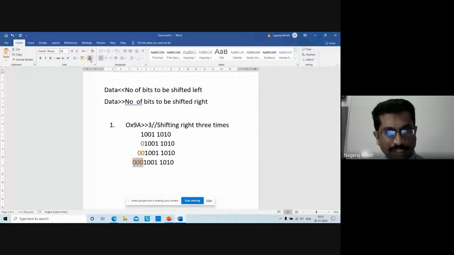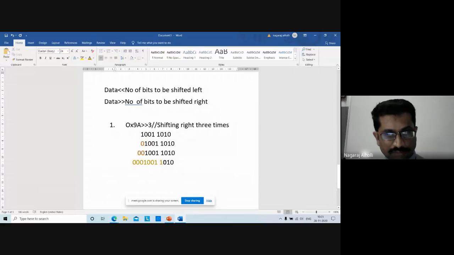It is shift right by 3 times. After shifting right by 3 times, we have 8 bits. We have to count the 8 bits from left towards the right. So this is 4. This is the data now what we require. What is this? 0001 0011.